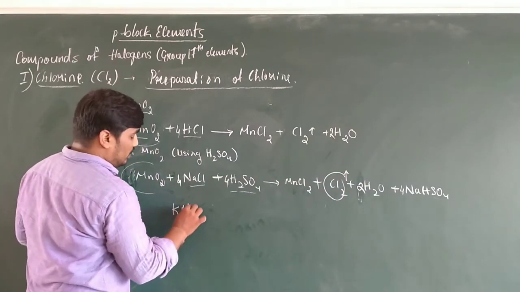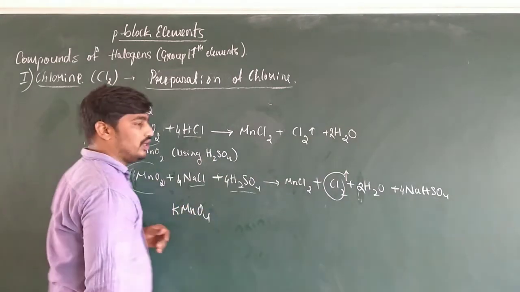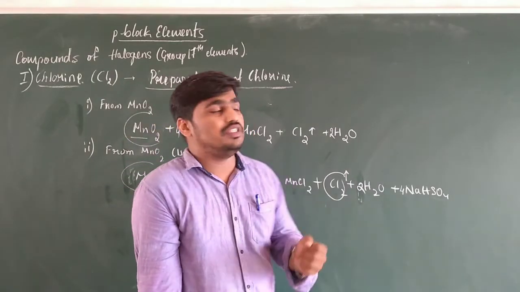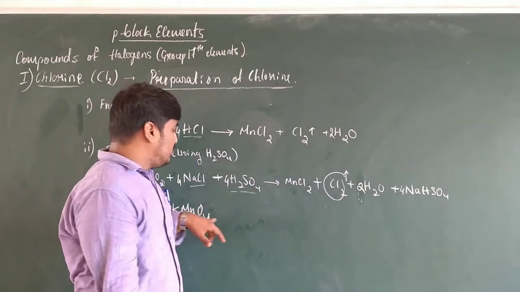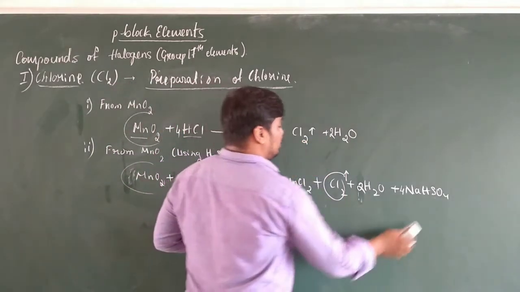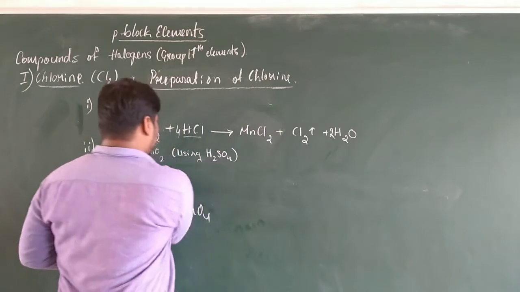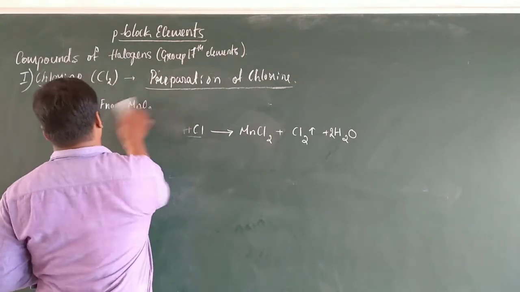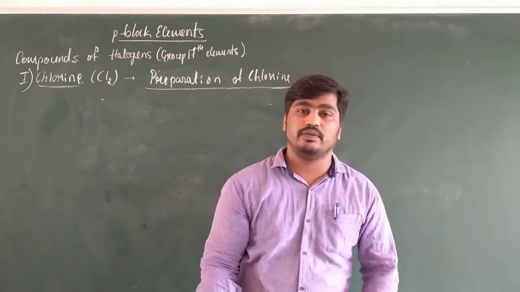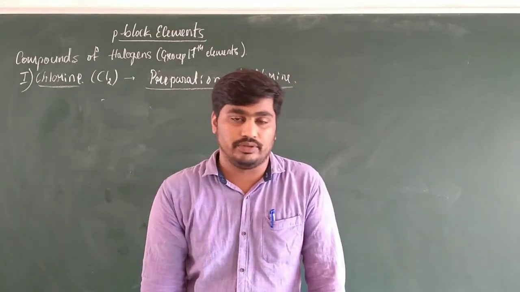Okay, using KMnO4, potassium permanganate also, the chlorine gas is obtained. So these are the laboratory methods. This one is not important. The first one is very important. This reaction was explained by Scheele. Therefore this reaction is very important. The first reaction is very important from your exam point of view.